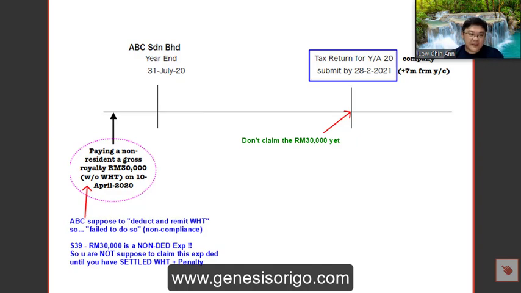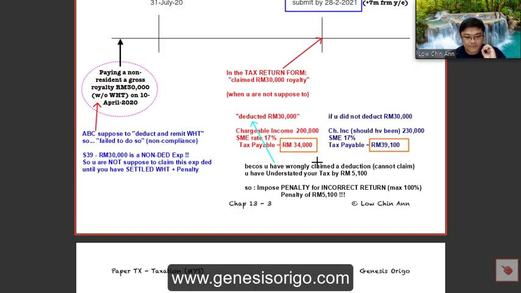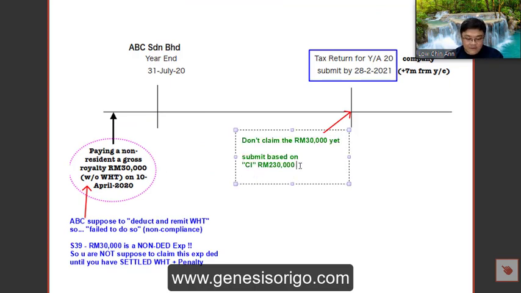Then you tell your client the right thing to do is this. Because we don't claim, that means we will submit based on the chargeable income of 230,000. I'm using the same example, okay? You use this amount and submit this in the tax return, and then you will pay 39,001.